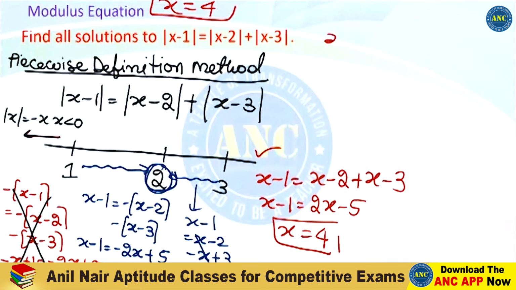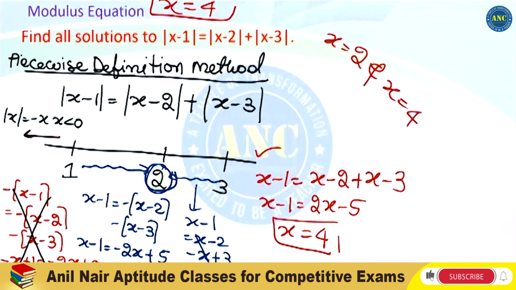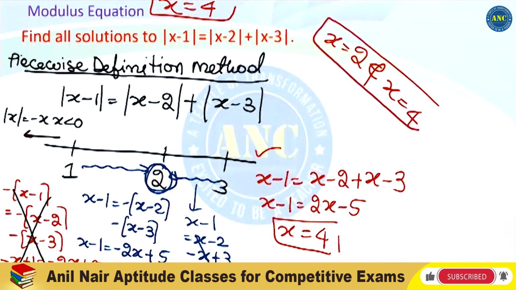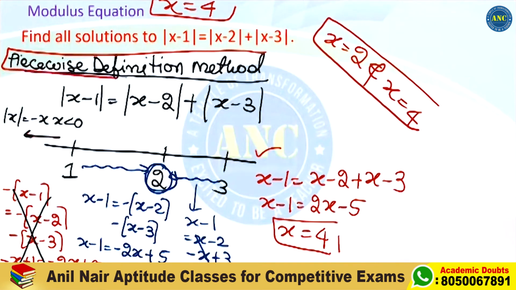So what are all the values which will satisfy? x equivalent to 2 and x equivalent to 4. I hope the idea is clear. x equivalent to 2 and x equivalent to 4 will satisfy this equation. This is the piecewise definition method. Piecewise definition method. Idea is clear, right?